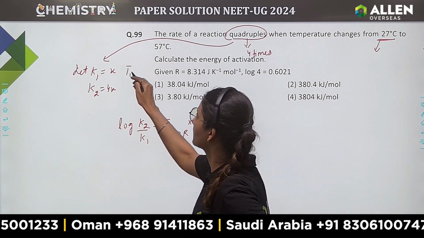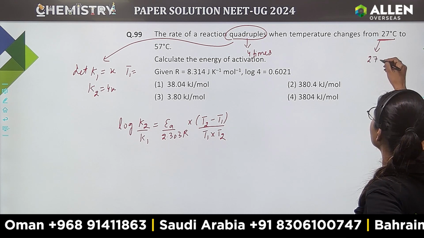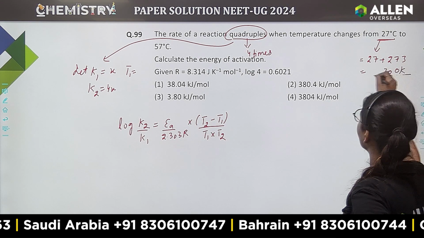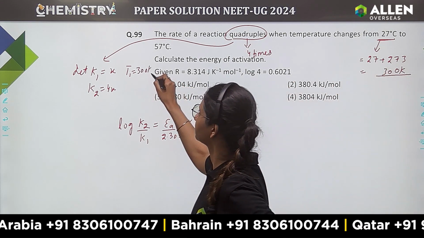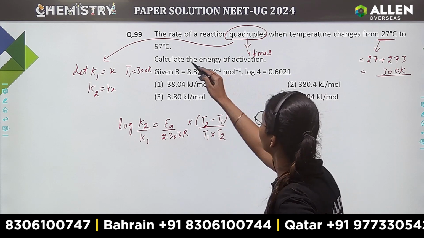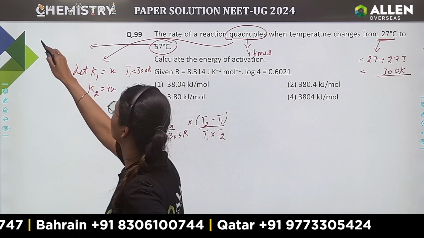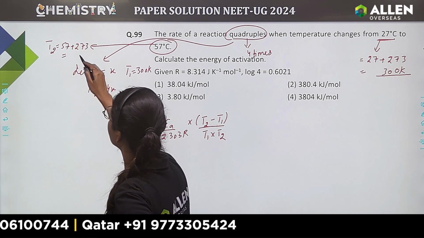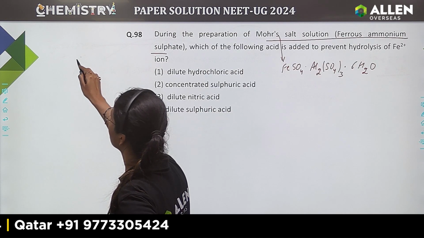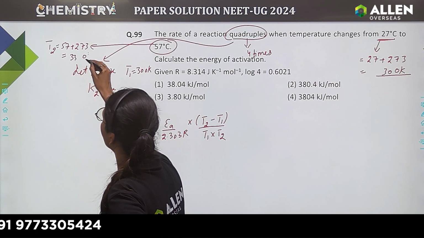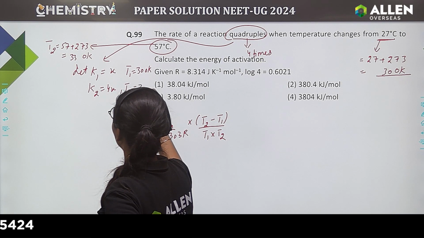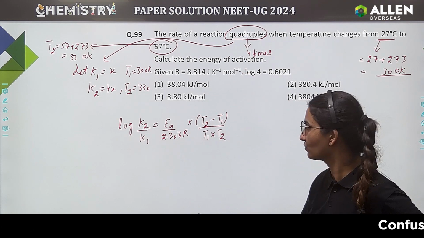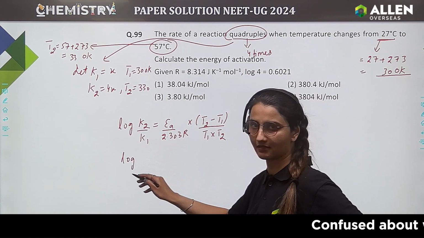K1 is X at the initial temperature. What is the initial temperature? It is 27 plus 273. It is 300 Kelvin. Students, what is T2? T2 is 57. Convert 57 to Kelvin: 57 plus 273. It's 330 Kelvin, right? Got it? We have to find Ea. K2 by K1 is 4x by x, which means it's 4.